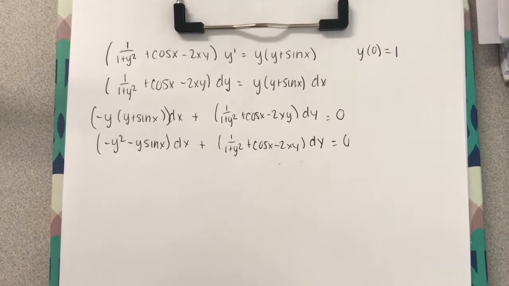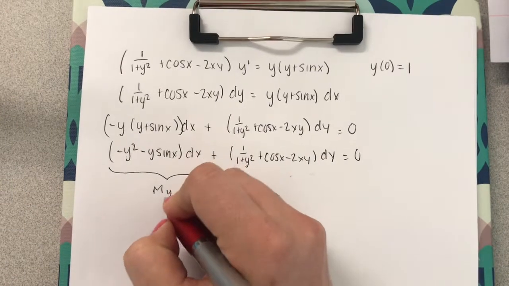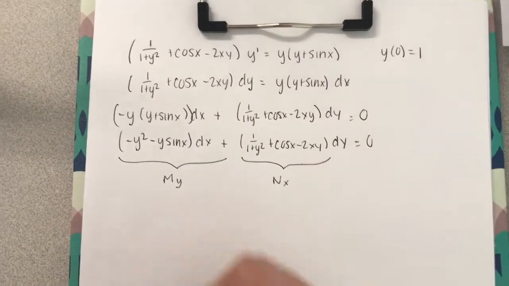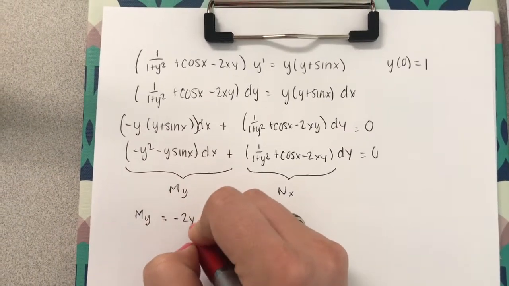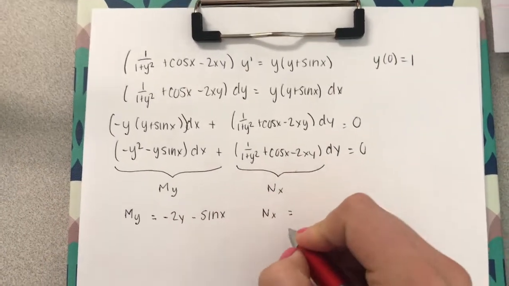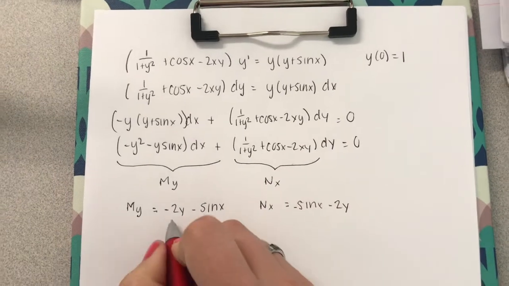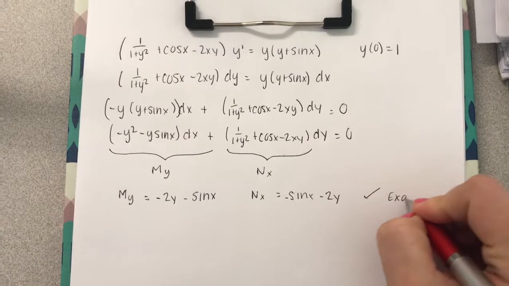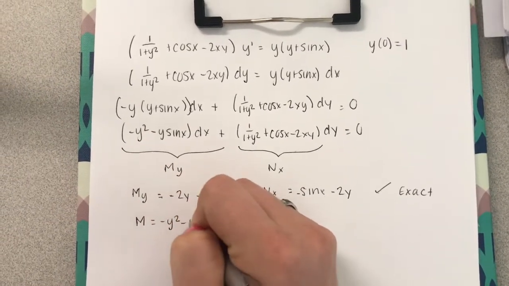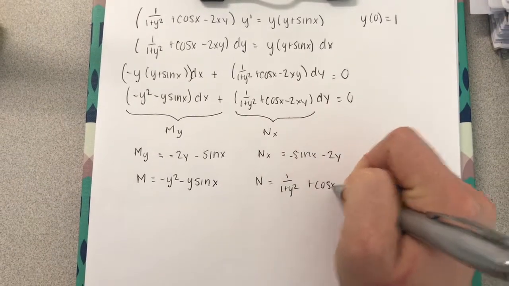So from here, I need to verify that I can use the exact method. I'm going to take my M term, which is the first term, and take the derivative with respect to y. Then I'm going to take the second term, my N term, and take the derivative with respect to x. So for M_y, I get negative 2y minus sine x, and my N_x is negative sine x minus 2y. I know that these two are equal, so I can check that off and verify that it is exact, and I can continue using this method. So now my M is negative y squared minus y sine x, and my N is 1 over 1 plus y squared plus cosine x minus 2xy.